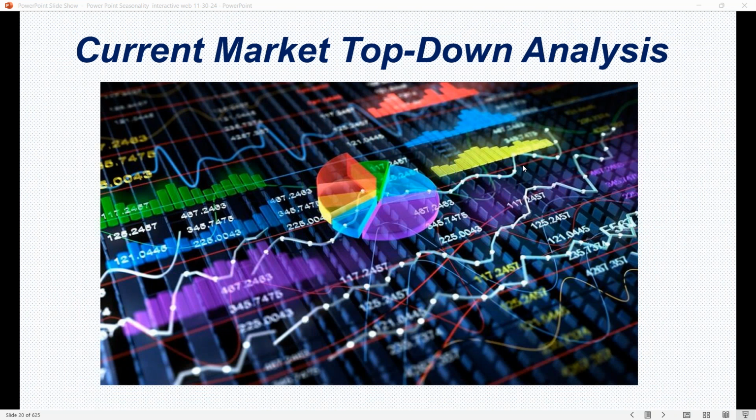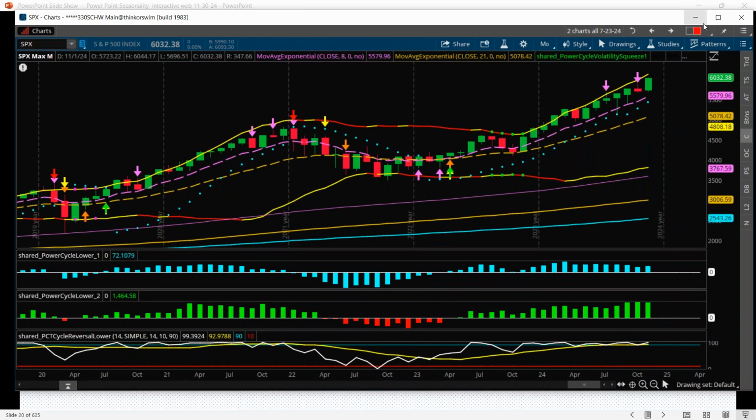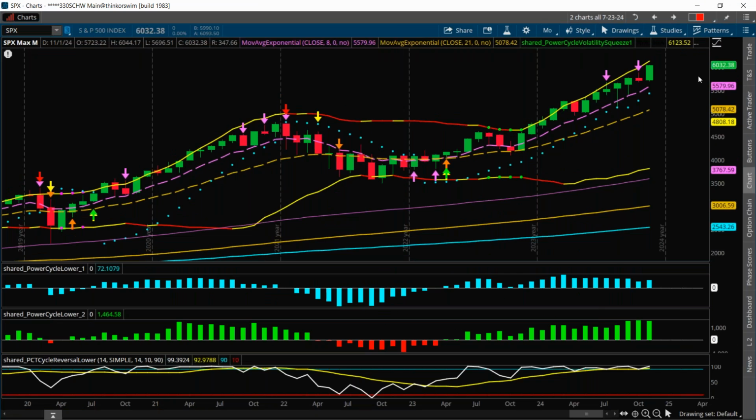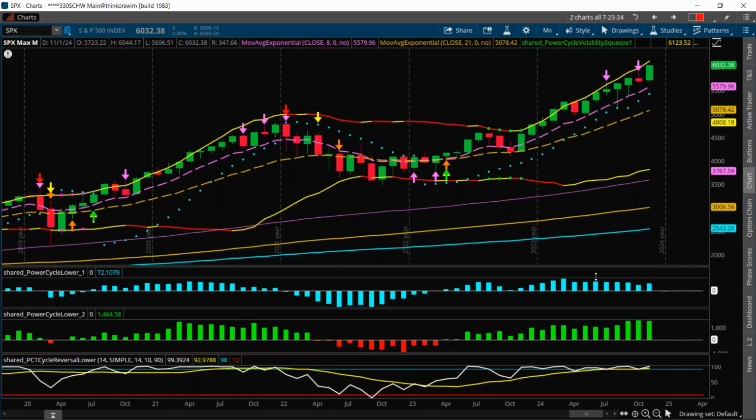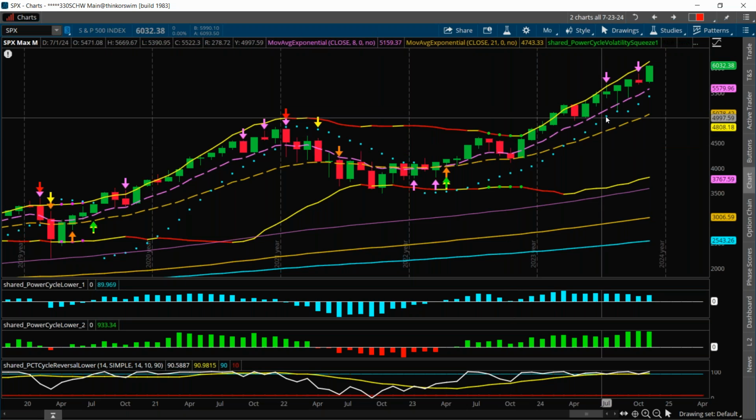So let's take a current look at the market, and this is what I call market top-down analysis. I like to do this a number of times a week, and it helps you see the overall market, along with seasonality, to give yourself really good clarity. First, back when I started trading oil and energy in the 80s, we didn't have technicals, we didn't have charts and things like that.